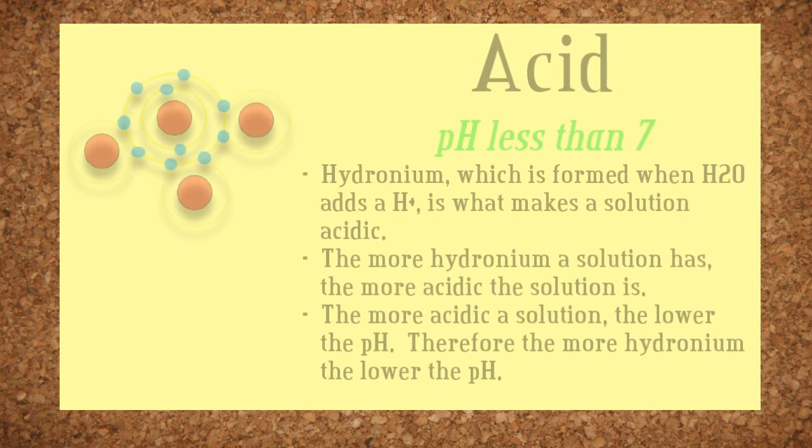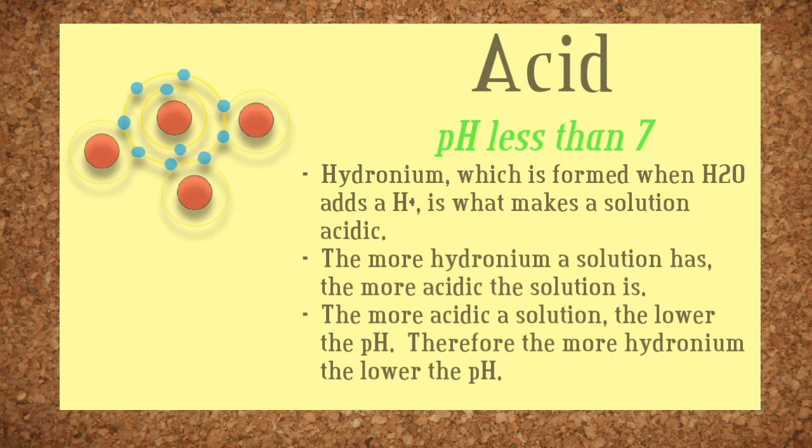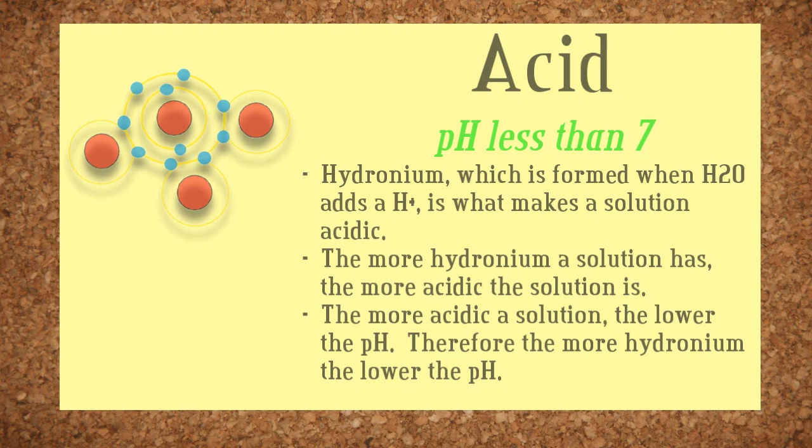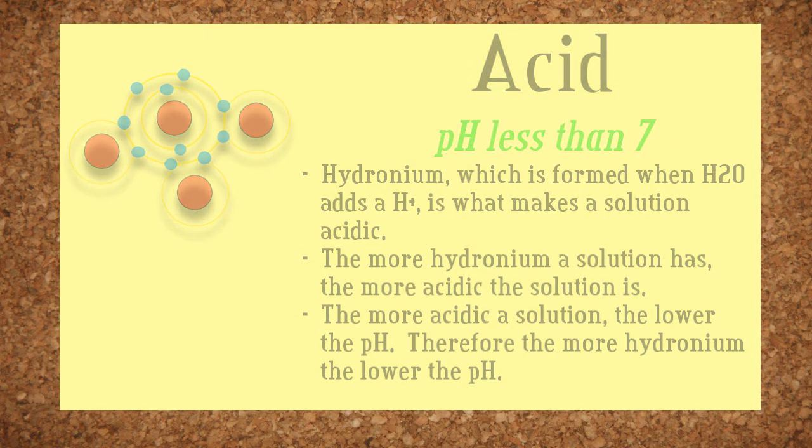An acid has a pH less than 7. Hydronium, which is formed when water adds a hydrogen ion, is what makes a solution acidic. The more hydronium a solution has, the more acidic the solution is. The more acidic a solution, the lower the pH. Therefore, the more hydronium, the lower the pH.